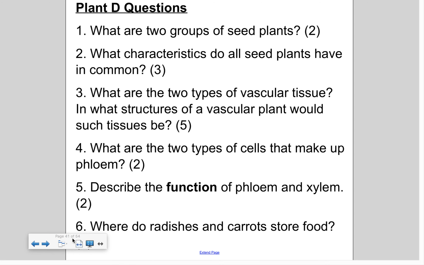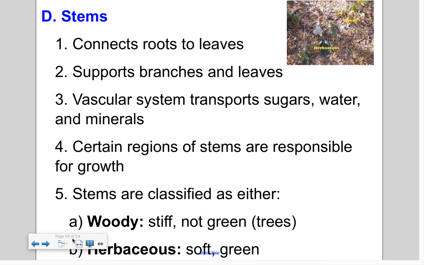Okay, so today's focus is going to be on stems and leaves, primarily pages 316 and 317 in your books. And so stems, their main job is to connect roots to leaves. Roots are in the ground, leaves are exposed to sunlight, and you need something to connect them because roots bring in water and minerals, and leaves make sugar. So we actually need some way to connect these two. So stems connect roots to leaves, or leaves to roots. Stems also support branches and leaves.